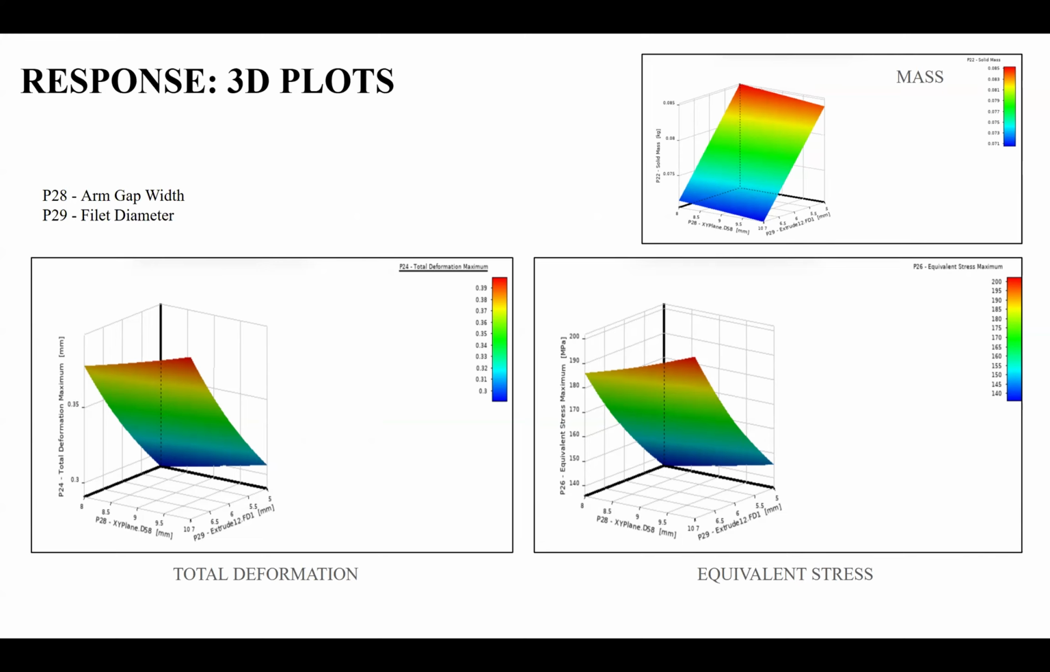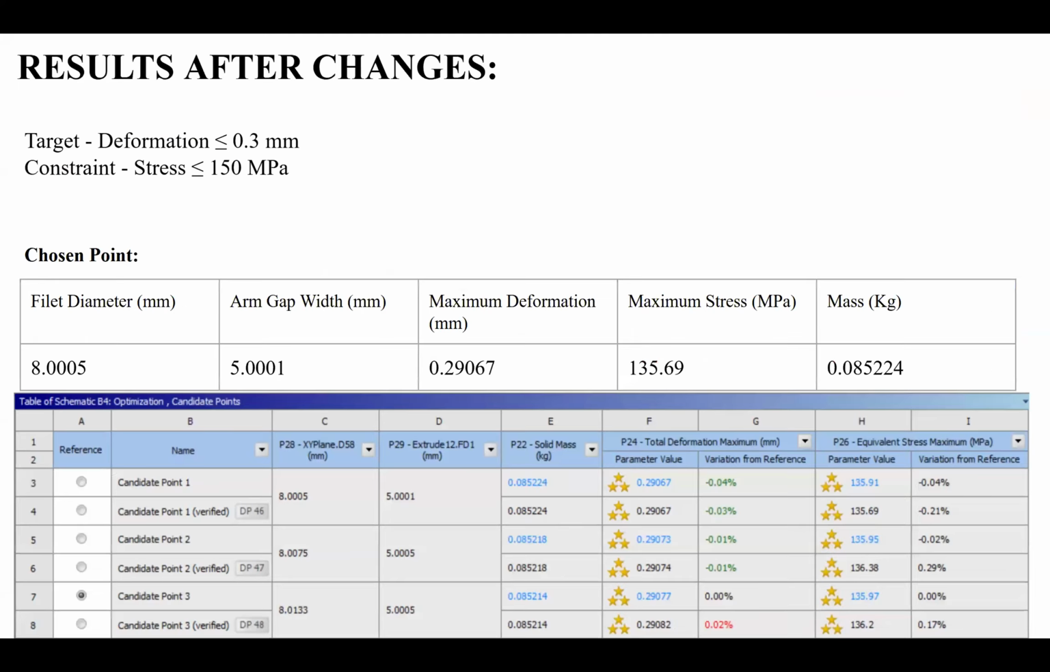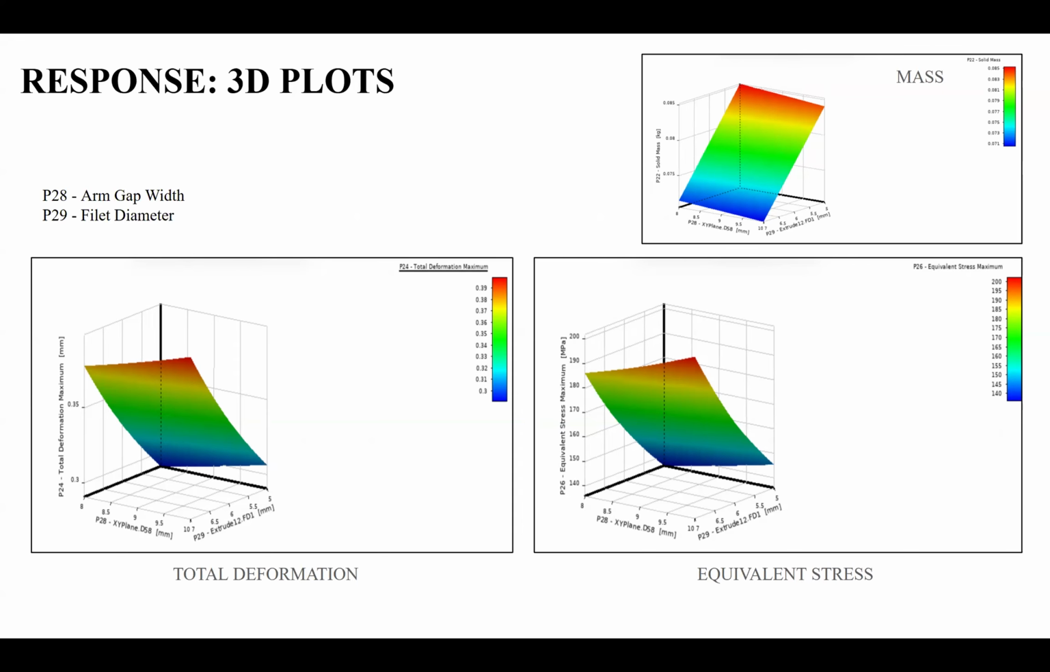And we have also added the mass surface, which shows a slight increase with both the smaller fillet and the smaller gap width, which is expected. So these surfaces help us identify the combination of both parameters where deformation and stress meet the constraints. Next slide.